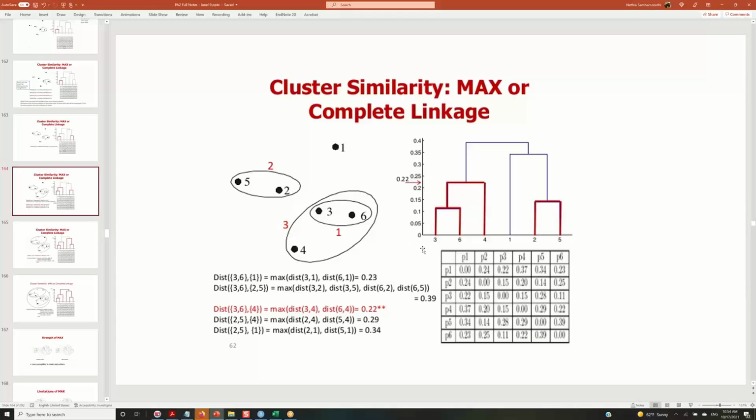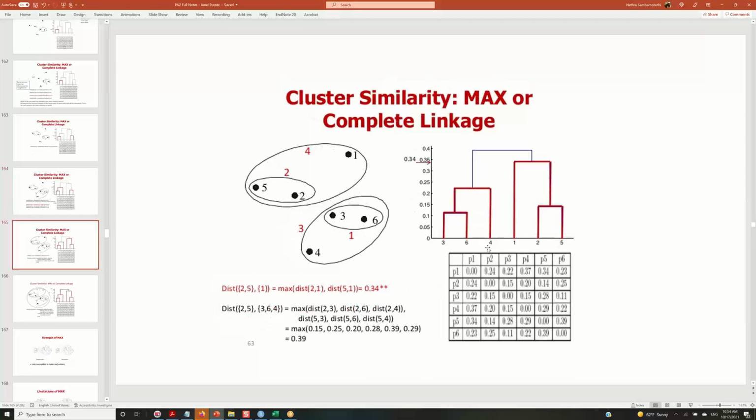That's what we are saying. That's why the 4 came here. So it's a minimum of the maximum. Yes. So that is what complete linkage is. So, you can fill up this graph.